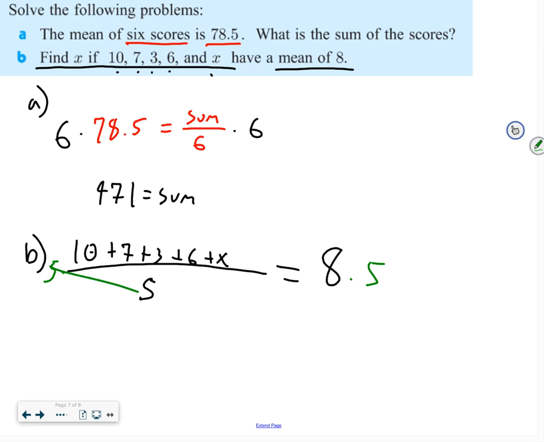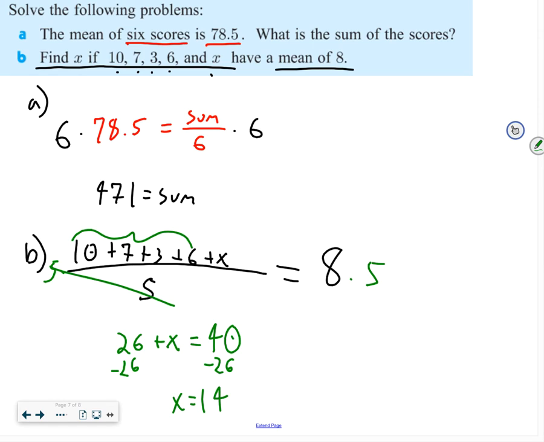Okay, so these cancel out. And then I'm going to add these up. So I got 10 plus 7 is 17, plus 3 is 20. And so I got 26 plus x is equal to 8 times 5, which is 40. Okay, so then to get x by itself, I subtract 26, subtract 26. So I get x is equal to 14, would be the value that would make the mean of this data set 8.